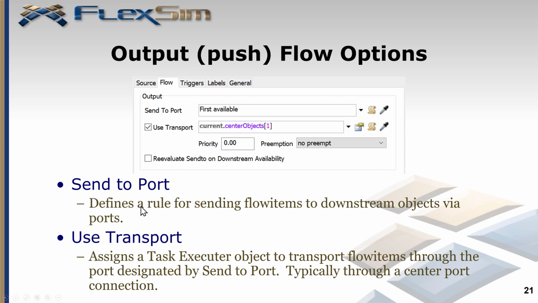So the send to port field defines a rule for sending flow items to downstream objects via the ports of this object. The use transport box, you check it if you want to use a transport to take the flow items to the port designated by the send to port field. And this reference to which transport to use is done in this field here. And the default option there is to choose the transport that is connected up to the current object center port 1.